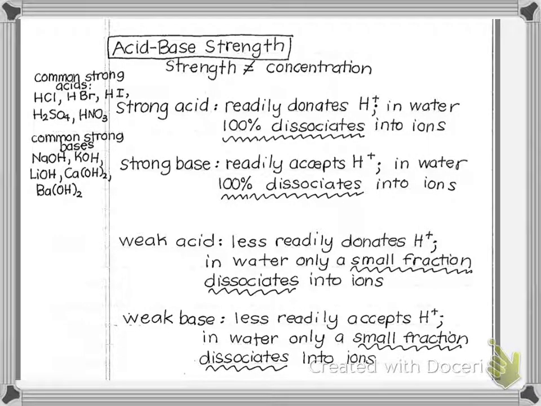Although all Bronsted-Lowry acids contain protons, or H+, some acids readily or very easily donate those protons, while others do not. And some Bronsted-Lowry bases readily accept that proton, while others do not. How readily the proton transfer occurs determines the strength of an acid.